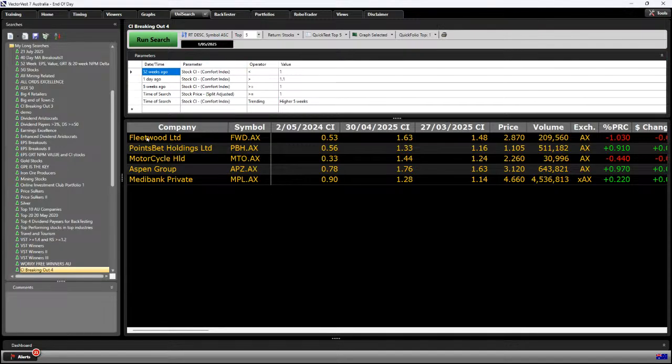to say, well, Russell Fleetwood, as of 2 May 2024, had a CI below 1. That's what you wanted a year ago. Fleetwood, as of the 30th of April, i.e. yesterday, as of time of that search, had a comfort index greater than 1.1. It was actually 1.63. And in addition, going back a couple of weeks prior to that, 5 weeks ago, Fleetwood was 1.48.